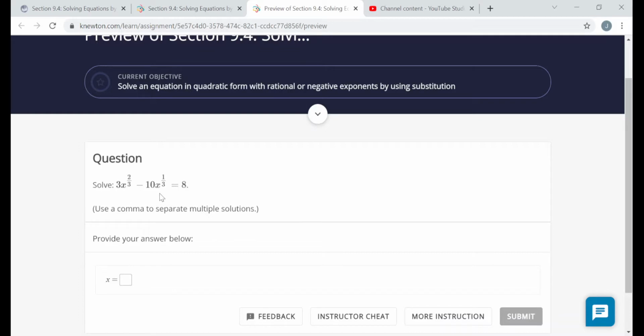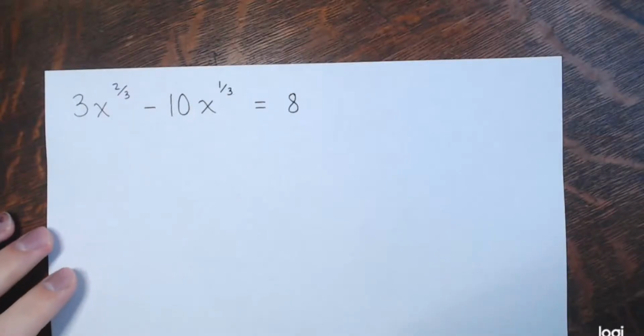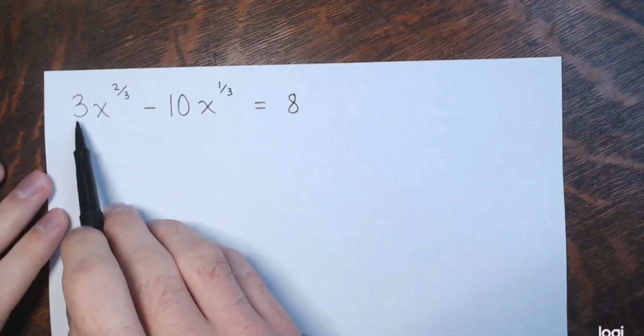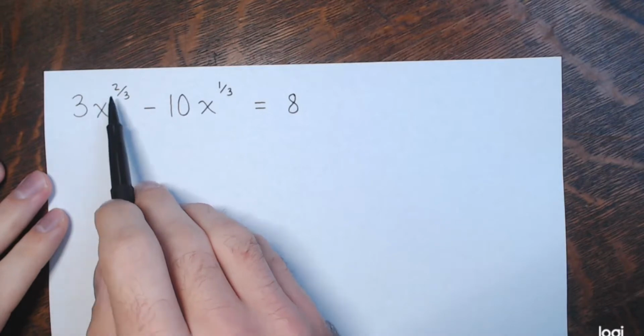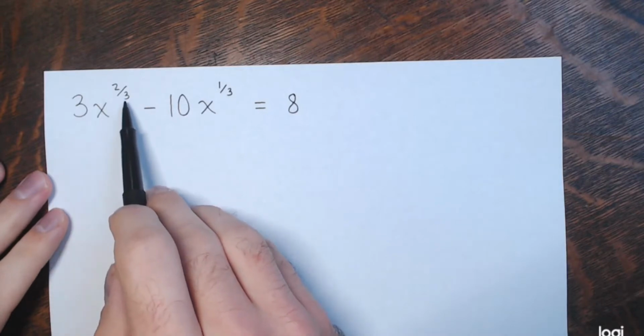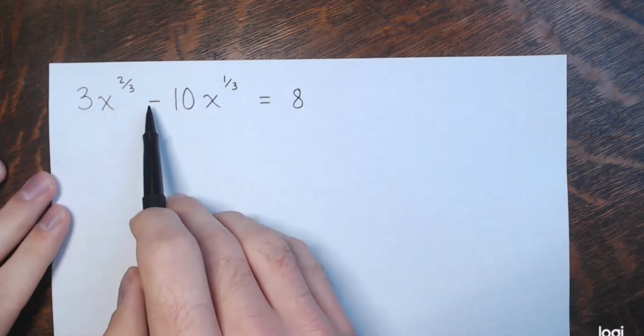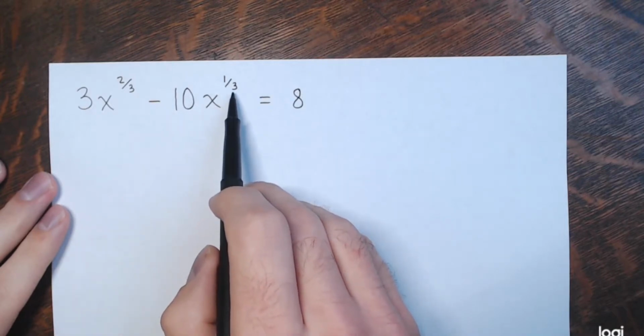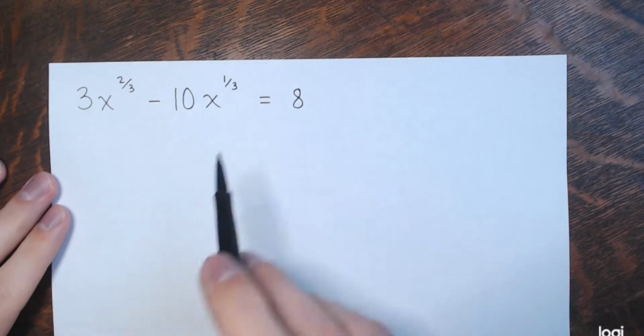And here we're given variable x. Alright, so let me show what I mean with this example here, and we'll be seeing this in every single question in this particular assignment. Okay, so this equation we're first given is 3 times x to the 2/3 power, or a fraction power, minus 10 times x to the 1/3 power, another fraction power, equals 8.